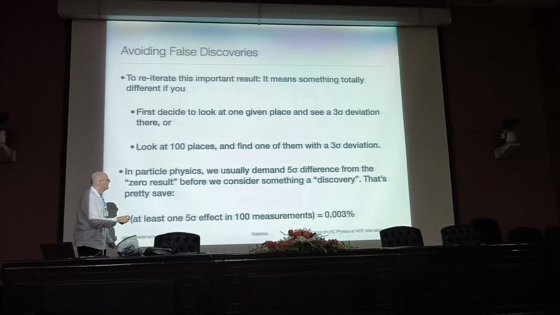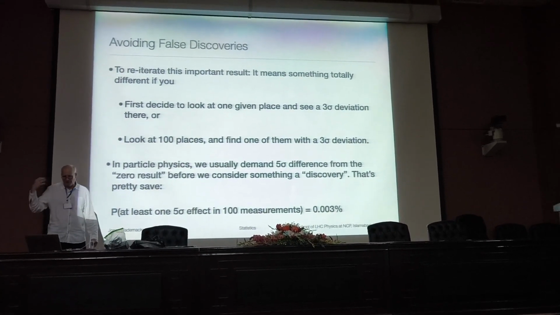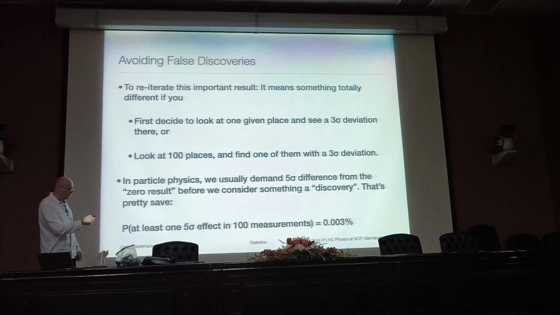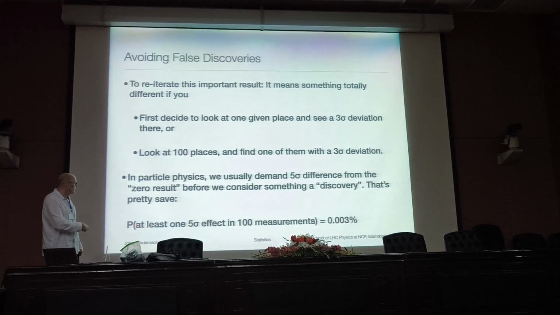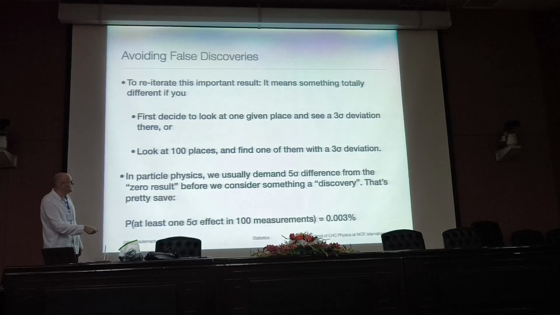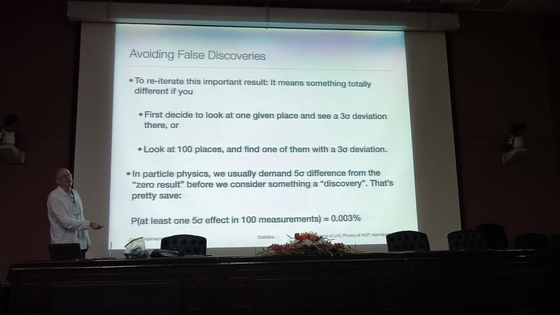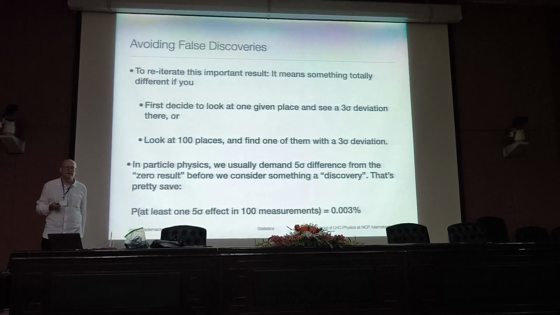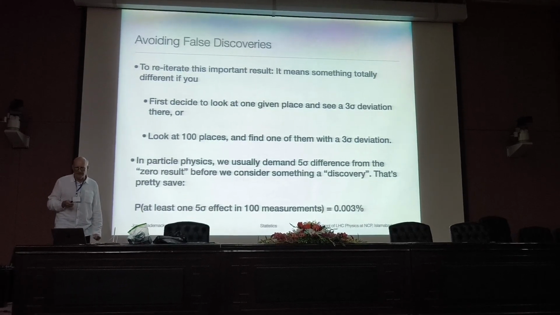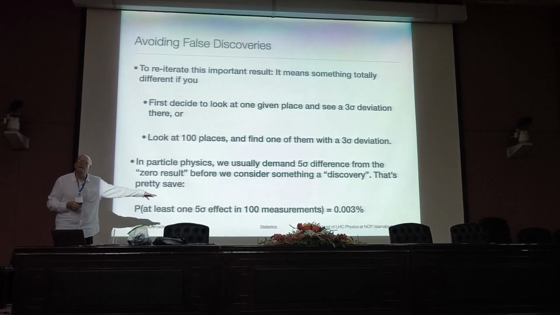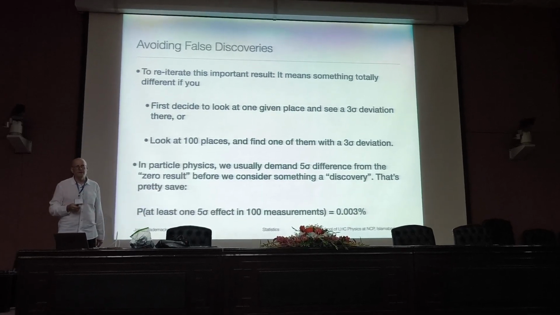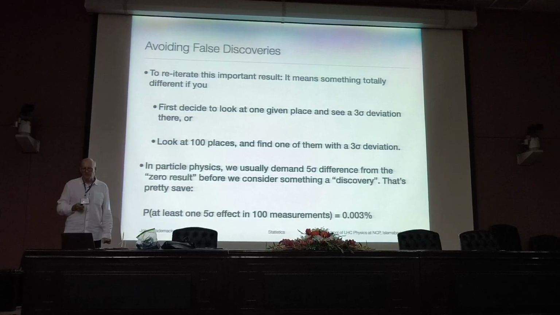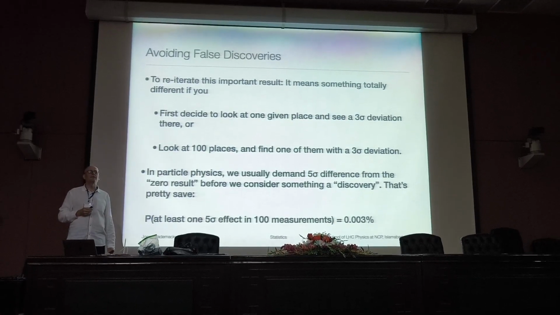In particle physics, we usually take 5 sigma as the threshold for discovery. That's of course somewhat arbitrary, but 5 sigma is pretty good, pretty safe. So the probability of having a 5 sigma effect in 100 measurements is still tiny. So 5 sigma is a very safe threshold to take, if things are Gaussian, or if they're not, if you have calculated your p-values properly, taking into account that maybe they're not so Gaussian. Any questions about that?